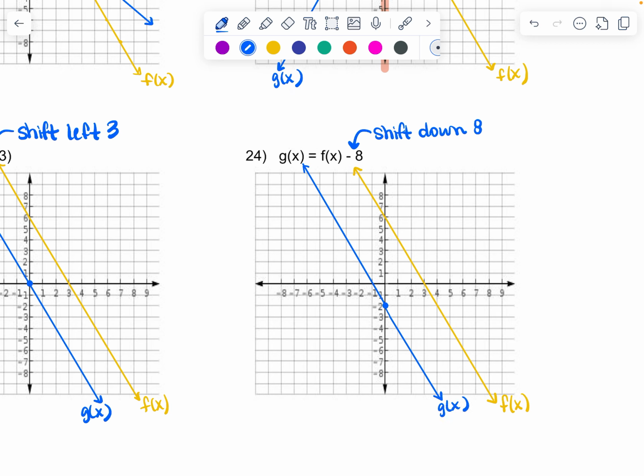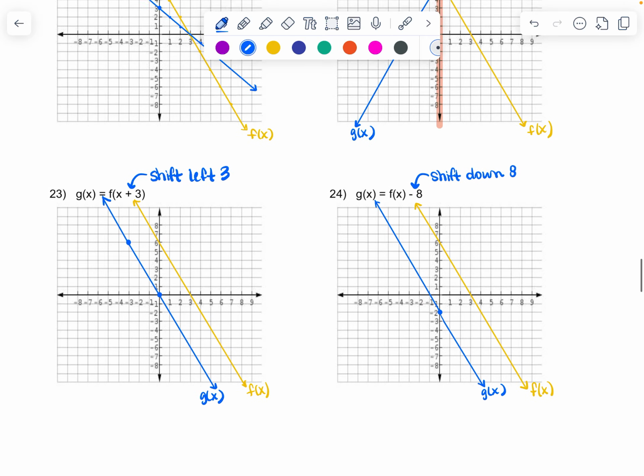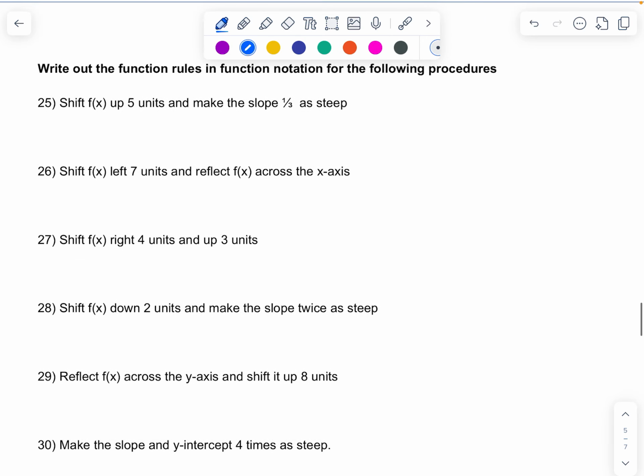There we go. And there's our new line that's been shifted down 8. All right, let's move on.